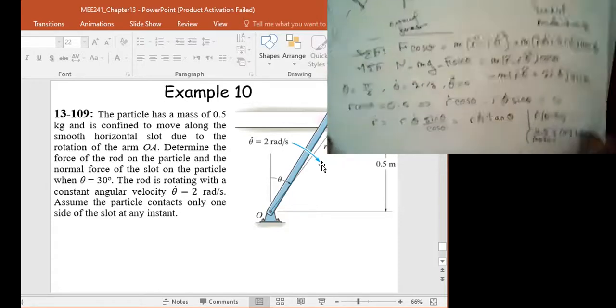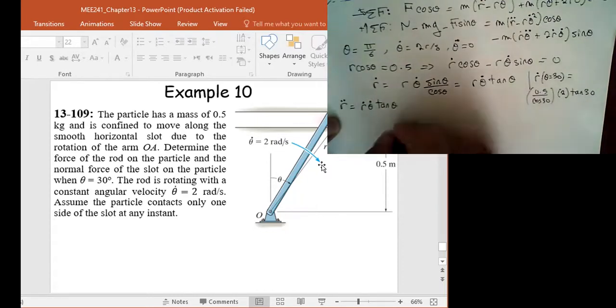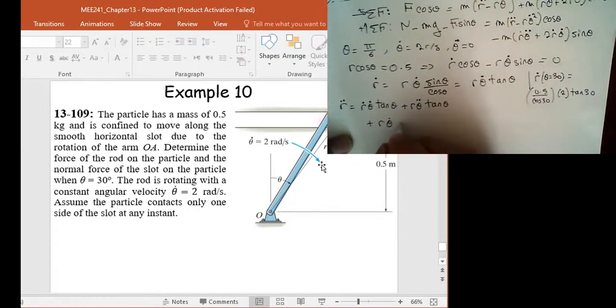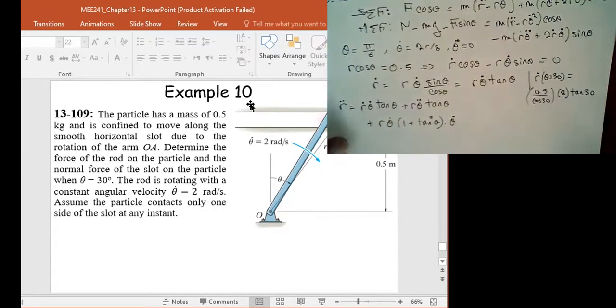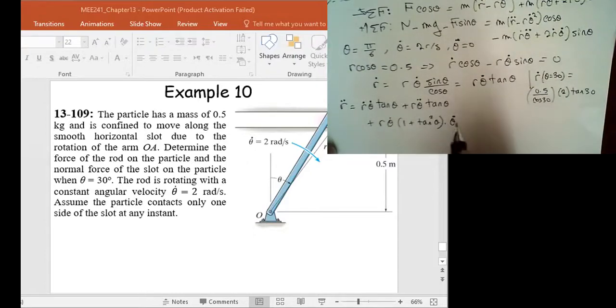Now, if you want to get your r double dot, you just continue to differentiate this guy, and then what would that be equal to? So r double dot is going to be equal to r prime theta prime tangent theta plus r theta double dot tangent theta plus r theta prime. So the derivative of tangent theta is going to be equal to 1 plus tangent square theta multiplied by theta prime. Let me just make sure this is correct. Yep, we're good. So this is your r double dot.